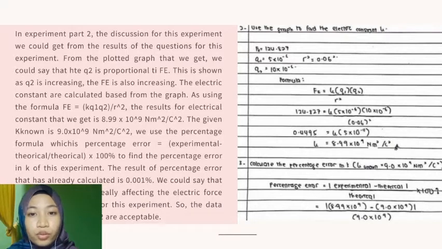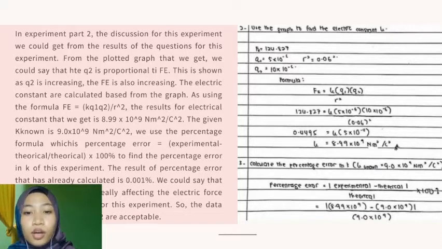The given K is 9.0 times 10 to the power of 9 newton meter squared over coulomb squared. We use the percentage error formula, which is experimental minus theoretical, divided by theoretical, times 100%, to find the percentage error in K of the experiment. The percentage error that has been calculated is 0.001%. We could say that the parameter is not really affecting the electric force and electric constant for the experiment.